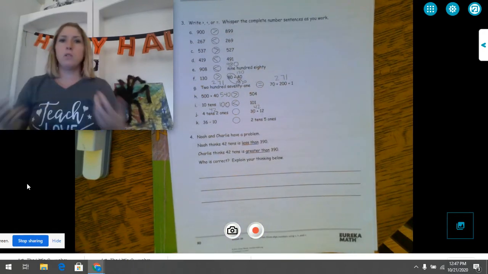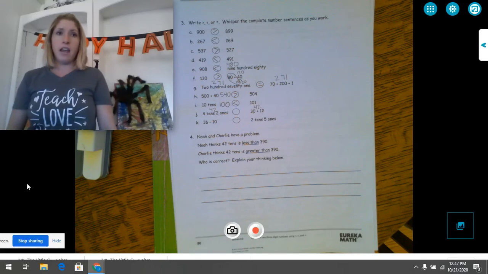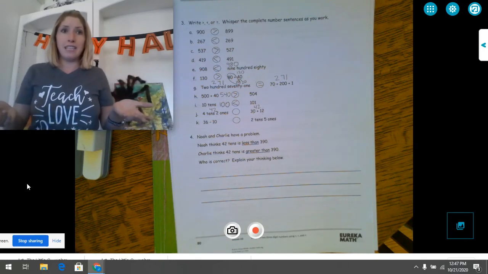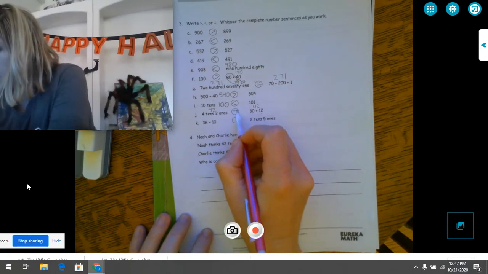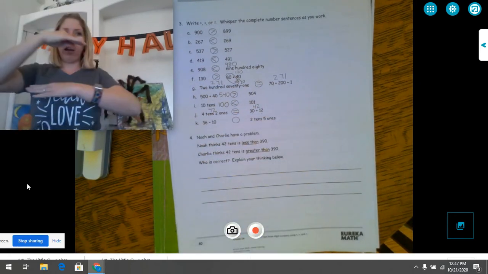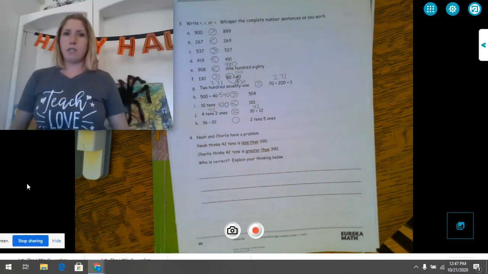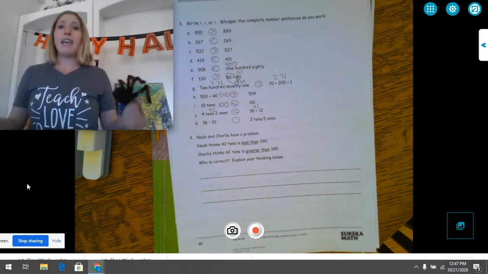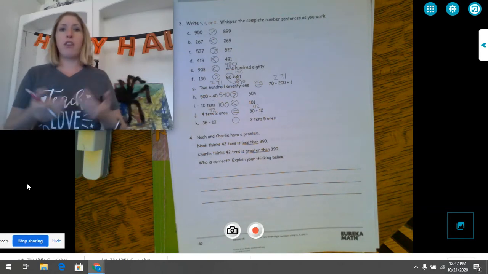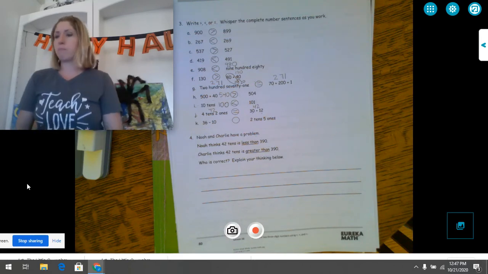Okay, so look at that. I have 42 on one side and I have 42 on the other side, and 42 is equal to 42. So we're going to put that equal sign there in the middle. And let's read that one out loud together. Ready? So let's read number J. 4 tens, 2 ones is equal to 30 plus 12. They both equal the same number.